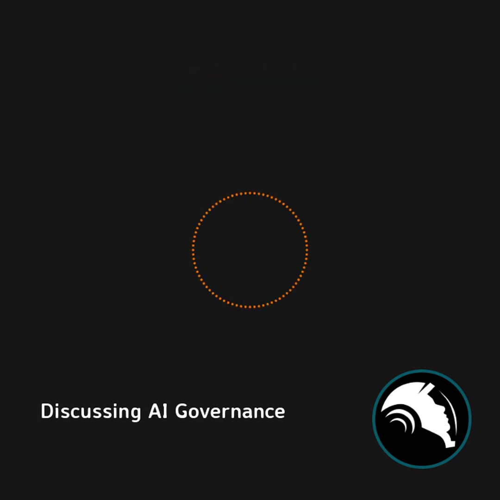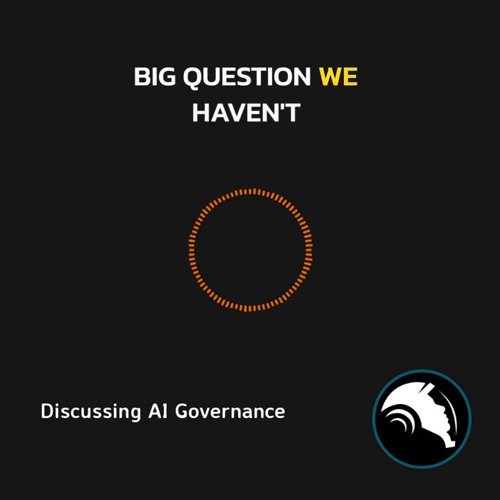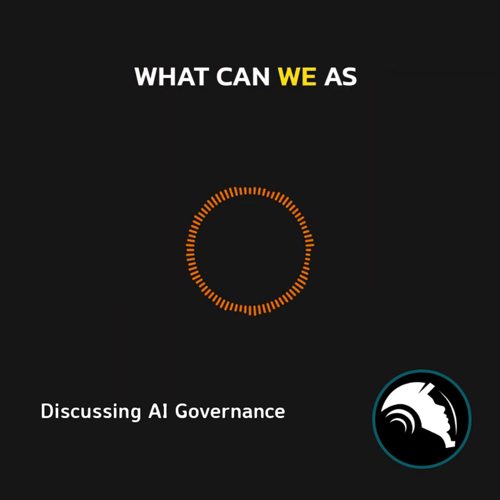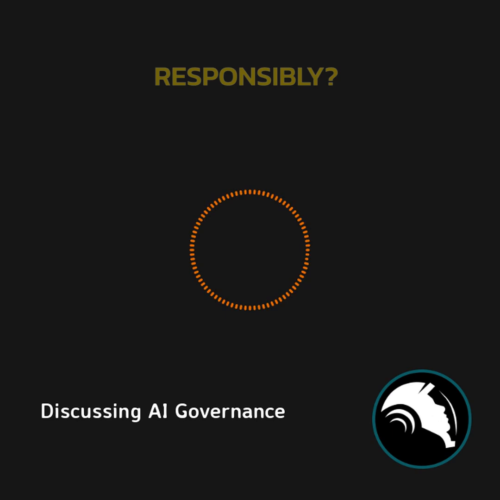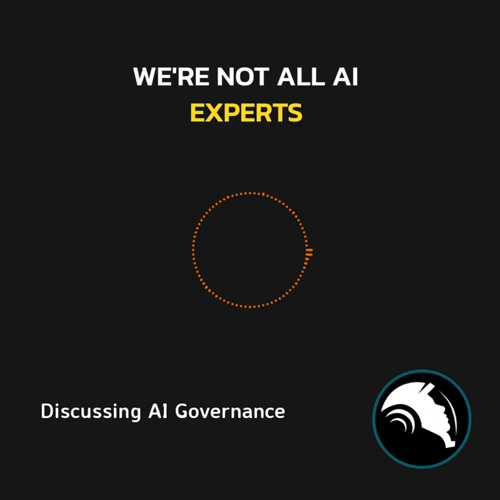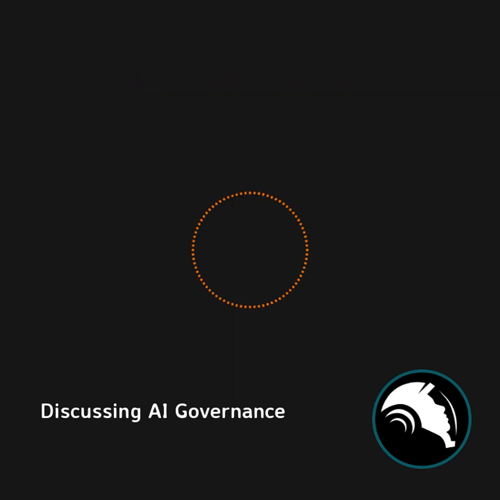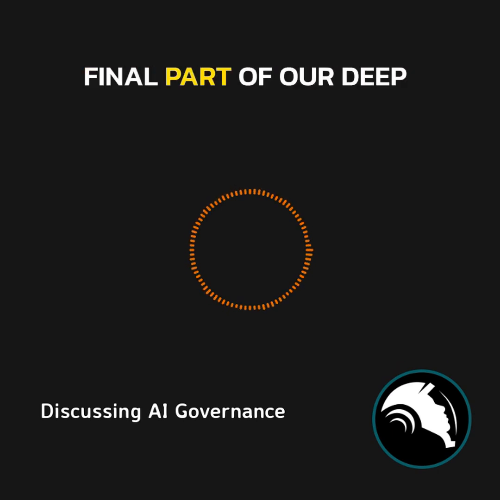I like that. Okay, well, we've covered a lot of ground in this deep dive, but there's still one big question we haven't really addressed yet. What can we as individuals do to make sure that AI is developed and used responsibly? I mean, we're not all AI experts or policymakers. That's a great question. And it's one we'll definitely tackle in the final part of our deep dive.